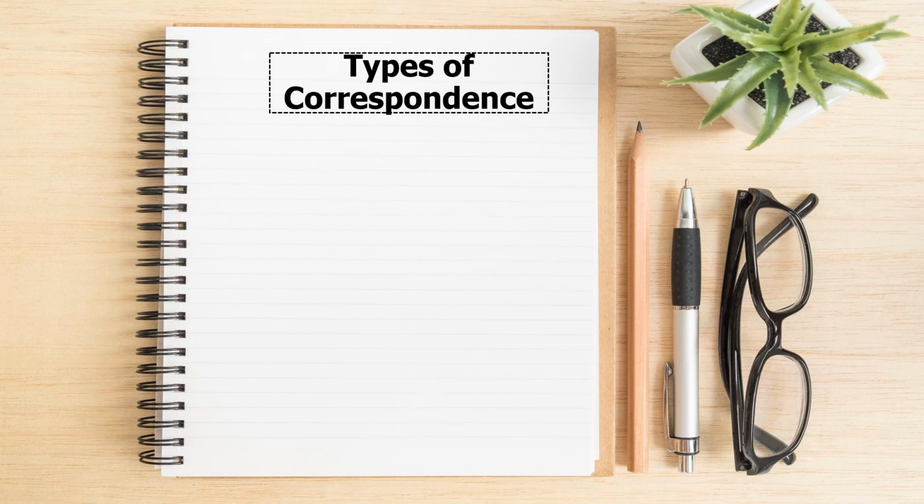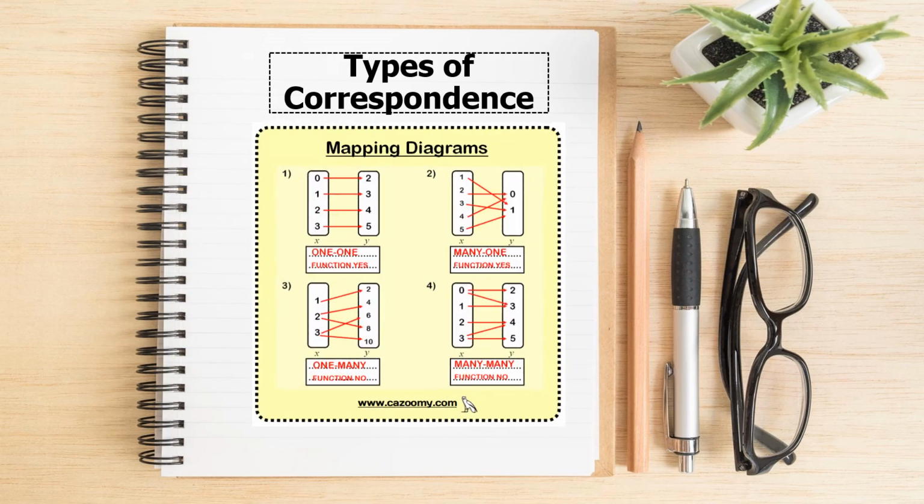It is also necessary to discuss the different types of correspondence, and it is best illustrated through the use of a mapping diagram. In the given illustration, we have four types of correspondence. The first one is the one-to-one correspondence. It can be defined as each element of set X has a unique element in set Y. The second type of correspondence is many-to-one correspondence. Two or more elements of set X are related to one element in Y.